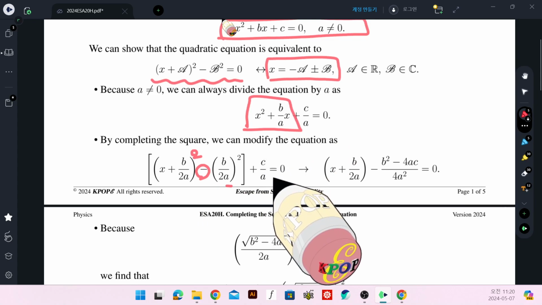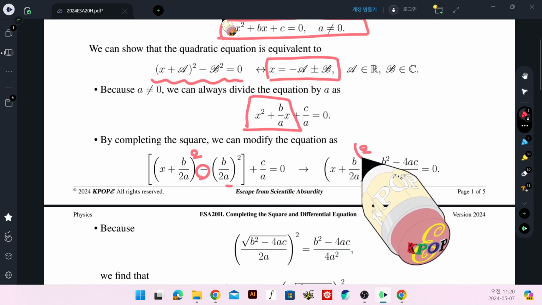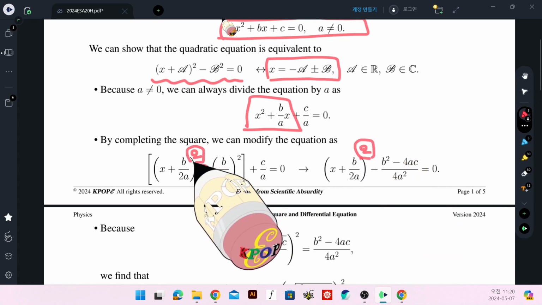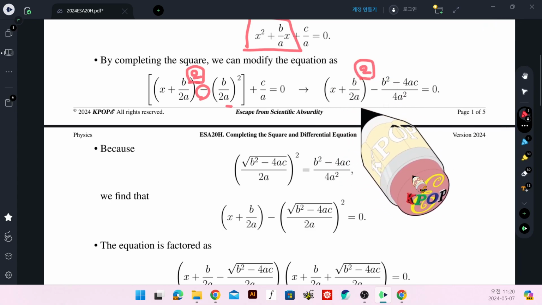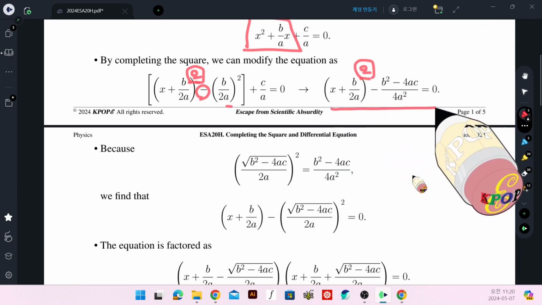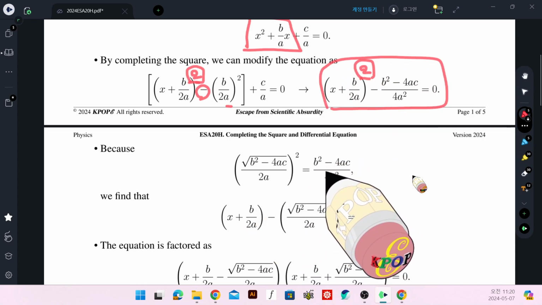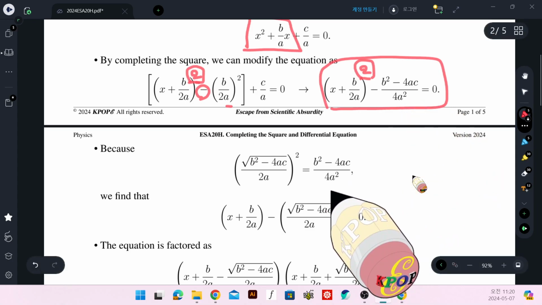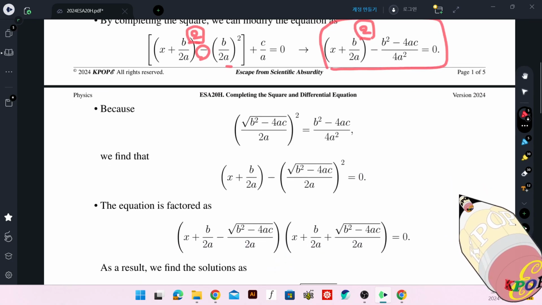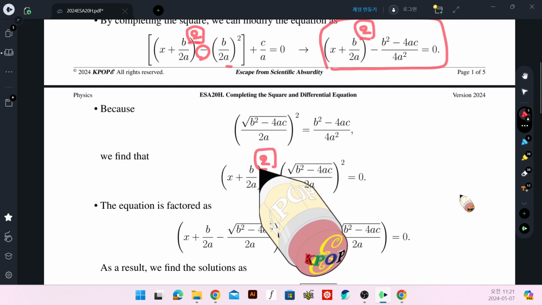And c over a is in here. Now, this one can be expressed in this manner: b squared minus 4ac over 4a squared.